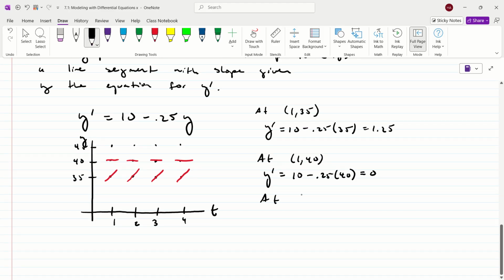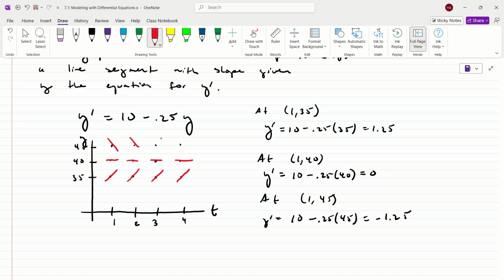And finally, at 45 rather, computing the derivative y prime at that point, 10 minus 0.25 times 45, I get negative 1.25. So at that point I get a negative slope. So at those 4 points, we have those 4 line segments with a slope of negative 1.25.